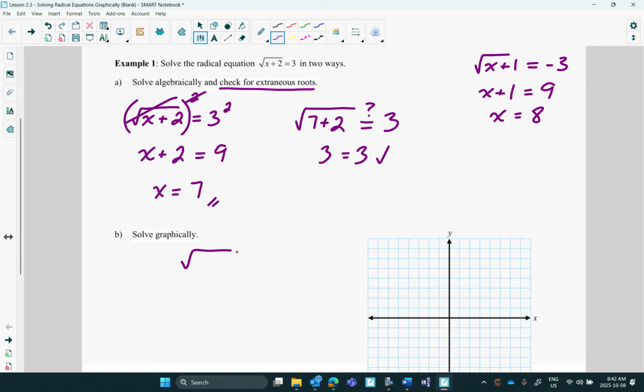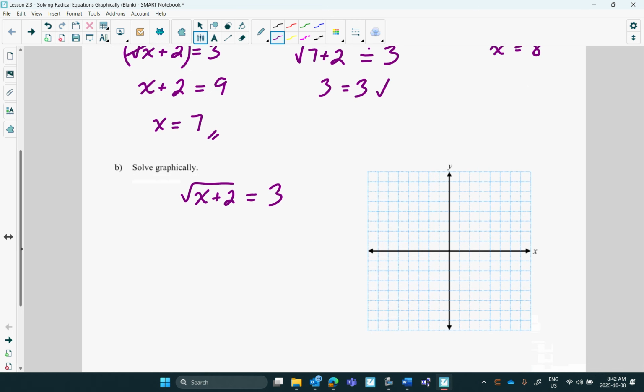What we need to do is graph both sides of the equation. So we're going to put a y in front of this left side of the equation, and we're going to graph it. And we're going to put a y in front of this side of the equation, and we're going to graph that one.